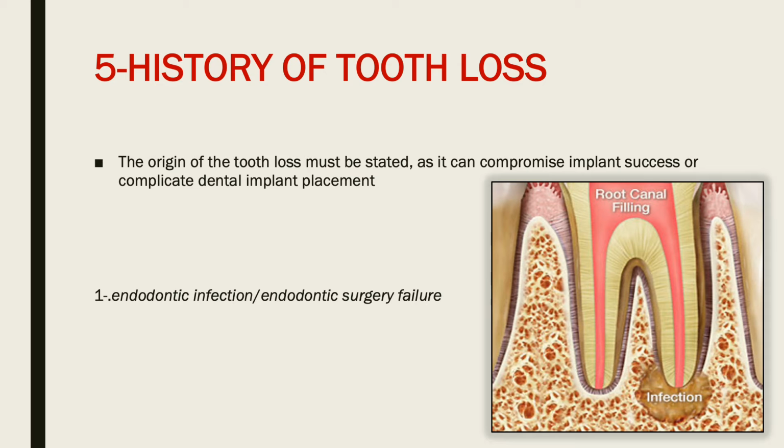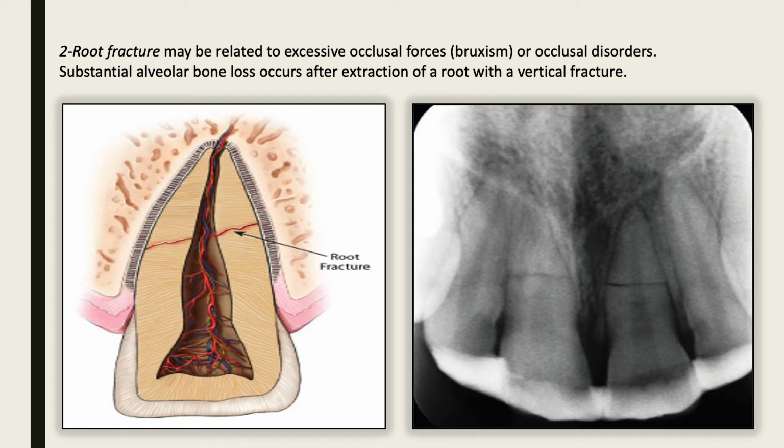هاي بحالة إنه عندي endodontic infection أو endodontic surgical failure نتج عنه فقدان السن. ثاني سبب هو إذا صار عندي root fracture may be related نتيجة للexcessive occlusal force مثل عندنا bruxism أو occlusal disorders. من يصير عندي vertical fracture بالروت راح ينتج لهذا substantial alveolar bone loss بعد extraction.